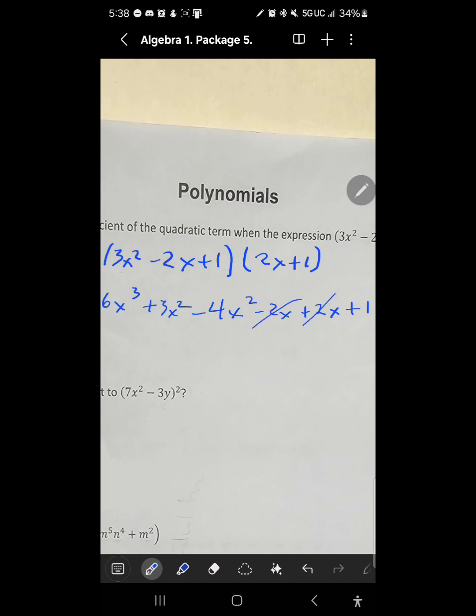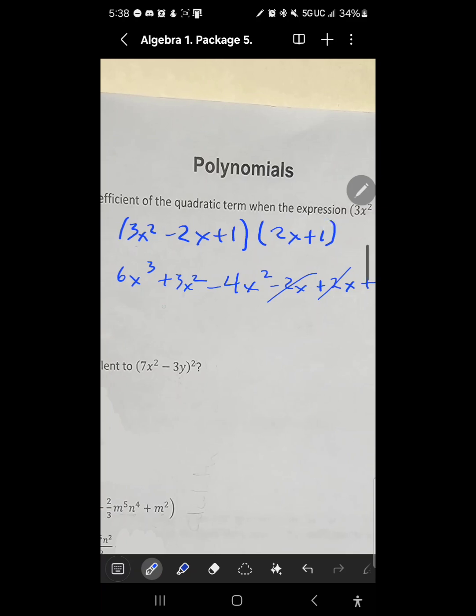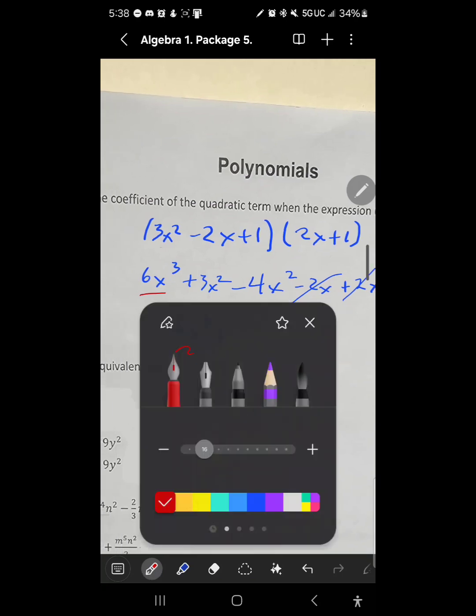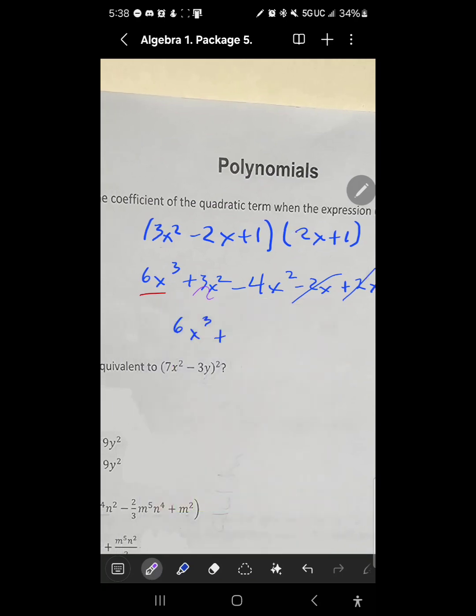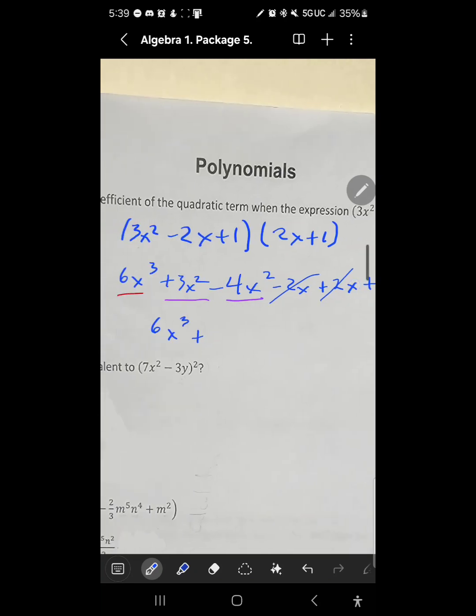We see that these two cancel out. We get 6x cubed plus 3x squared minus... okay, let me do this. Like terms: there is an x cubed here. Now this is x squared, this is also x squared, and this one was just x, so we can combine the two x squared terms.